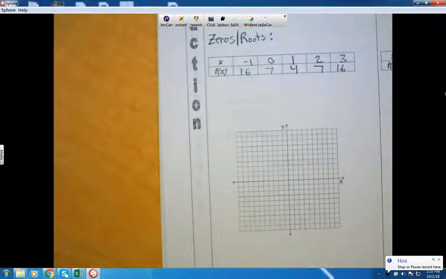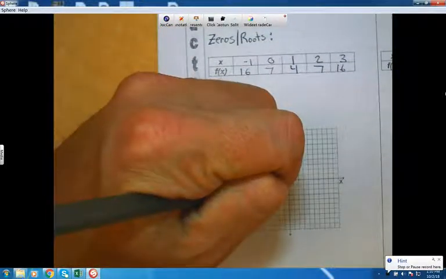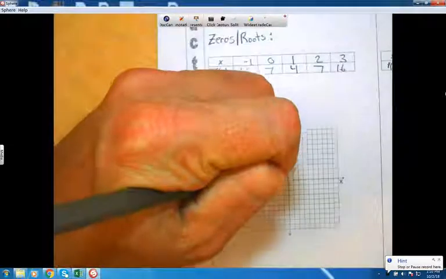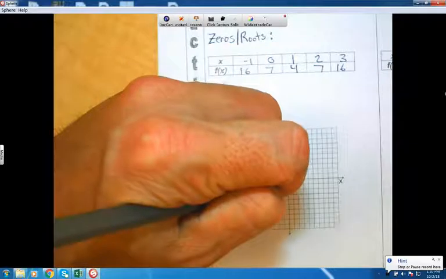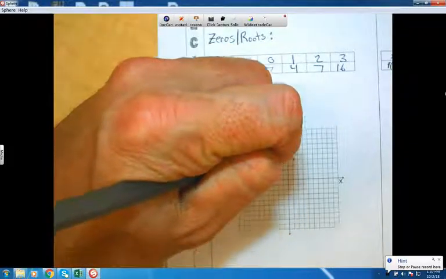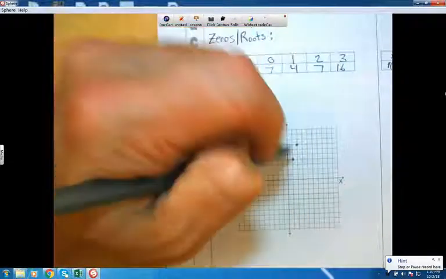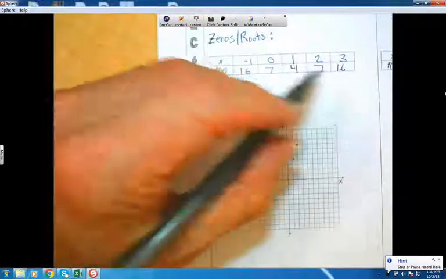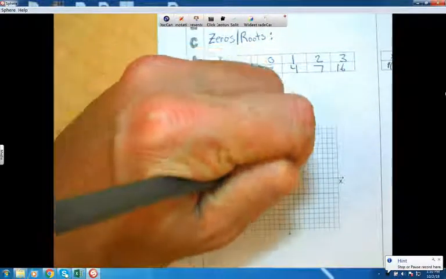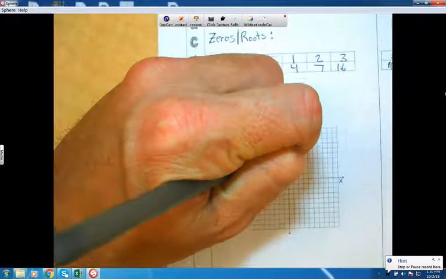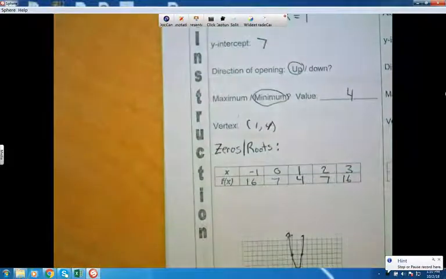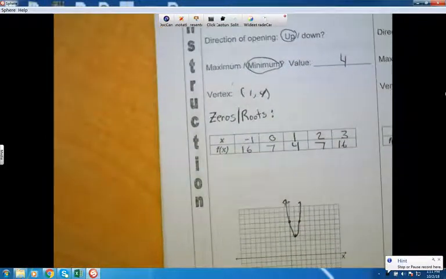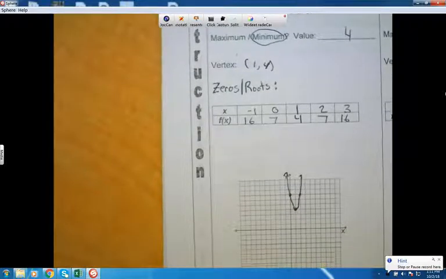The last thing I'll do now is plot those points. So let's plot those. We've got (1, 4), (2, 7), and 0 was also at 7, and at 16 it's off the graph, so we can just kind of go like this, and I've graphed it.